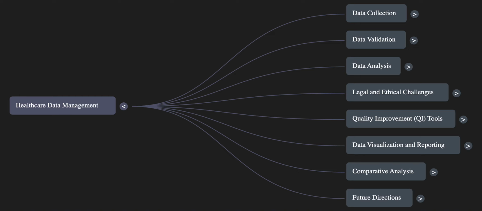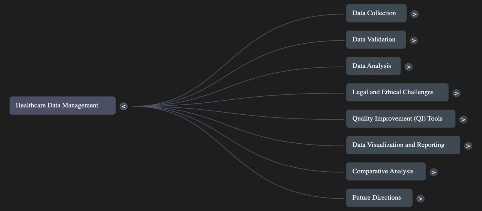Which leads perfectly into Chapter 6, quality improvement tools, taking that analysis and putting it to work to make things better. Exactly. QI tools are practical, often visual, methods for analyzing data, specifically to identify problems, understand processes, and drive improvement initiatives. What are the main tools in the QI toolkit?